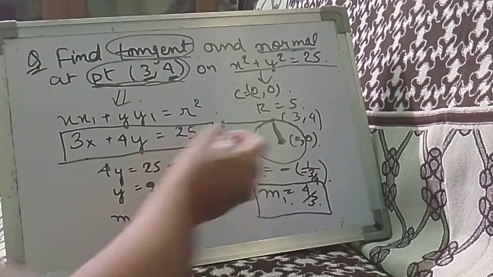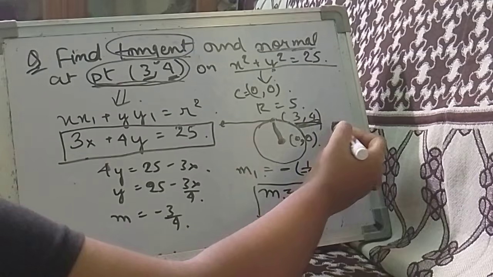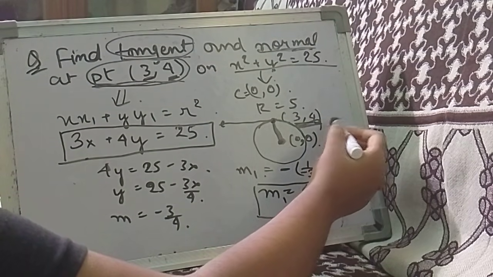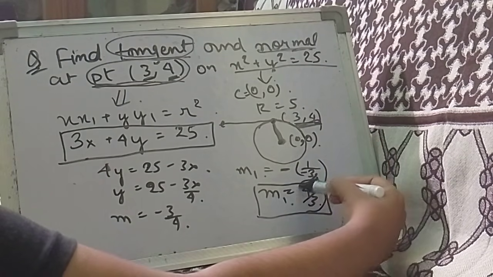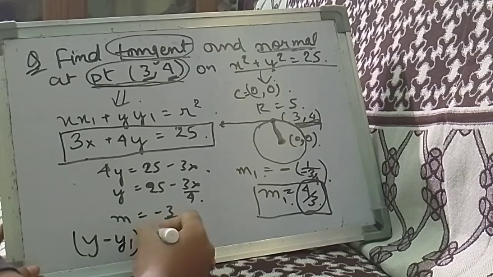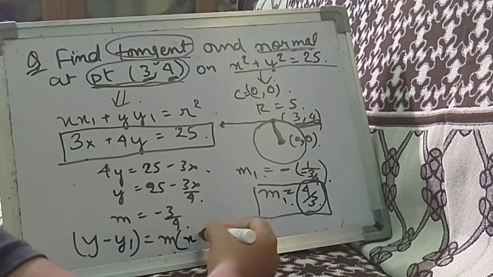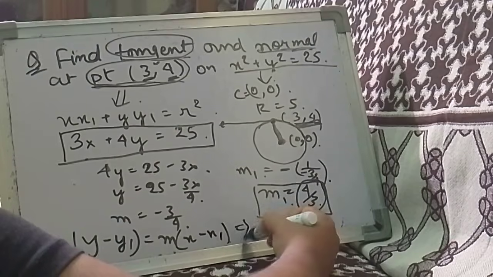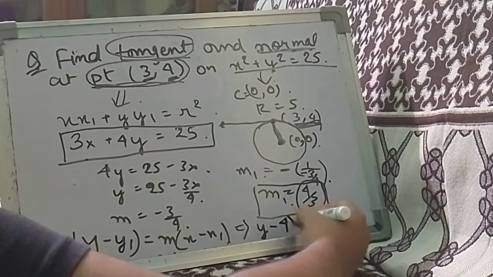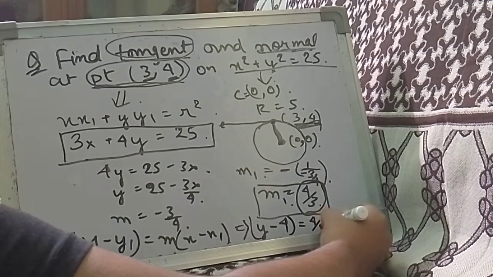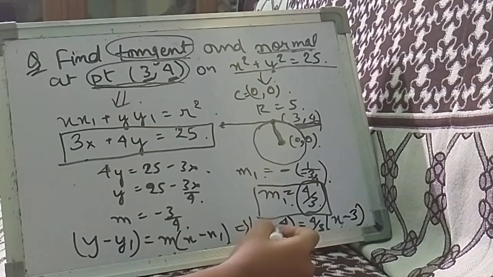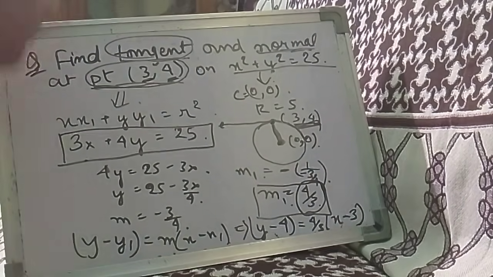Now write the equation of the normal. A point is given: the normal is at the point (3, 4), and it is passing through (0, 0). The slope is also given. So what will be the equation? y minus y1 is equal to m into (x minus x1), which becomes y minus 4 is equal to 4 by 3 into (x minus x1). Now this is the equation. Let's solve this equation.